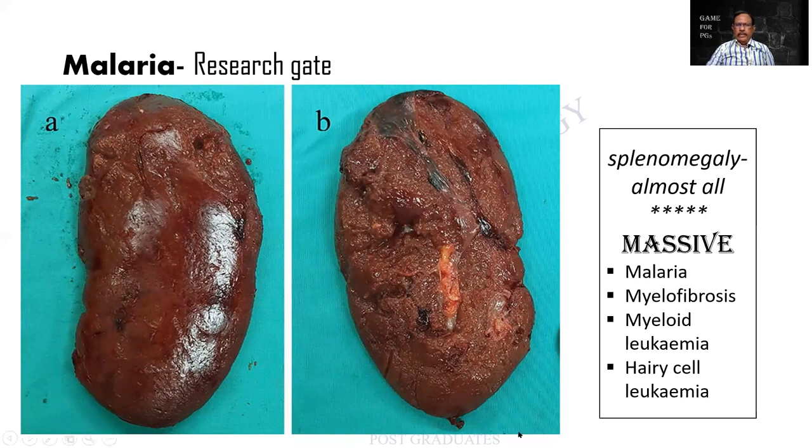My professor of medicine, Dr. M.S. Ramchandran, used to say, remember the 3 M's: malaria, myelofibrosis, myeloid leukemia. In addition, a hairy cell leukemia is one of the favorite choices. Please do remember. But then you find that there can be a splenomegaly in almost any condition. Do not give typhoid as a cause. There will be a splenomegaly, but not conspicuous.